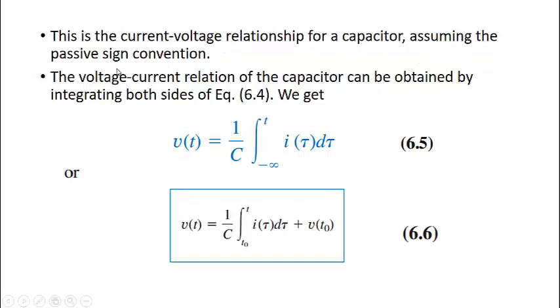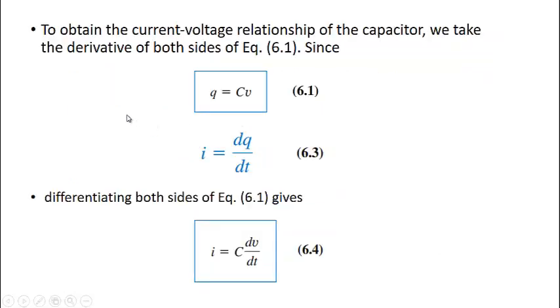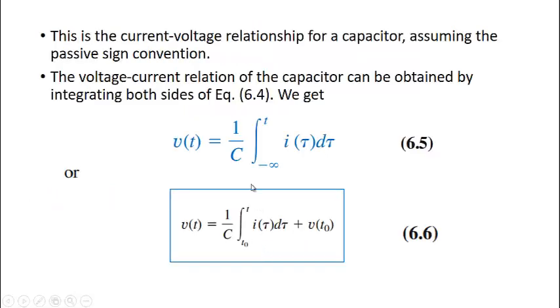assuming the passive sign convention that you already know. The voltage-current relation of the capacitor can be obtained by integrating both sides of 6.4. When we integrate this, we get 1 by C integral of i dt is equal to integral of dv, that is v. That is v of t will be equal to 1 by C integral of i d tau, from minus infinity to t.